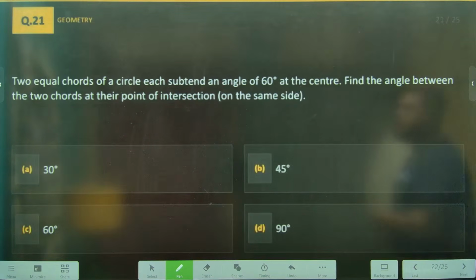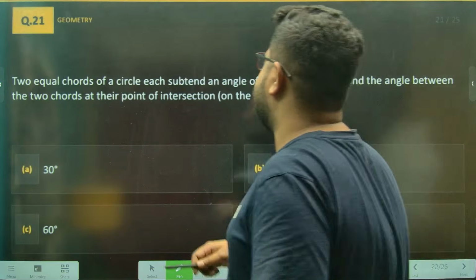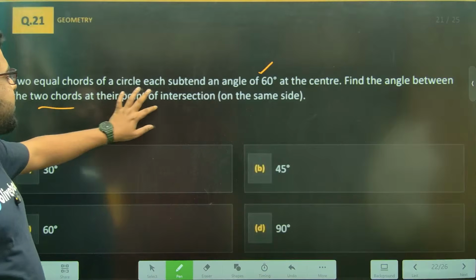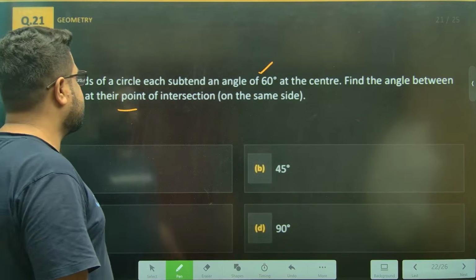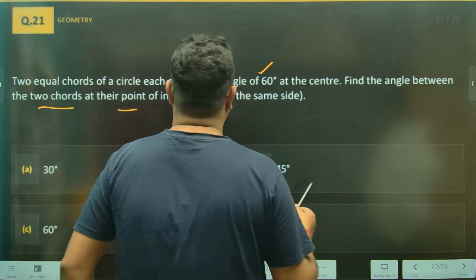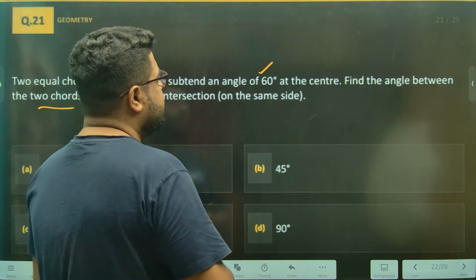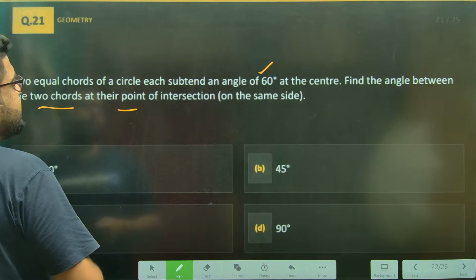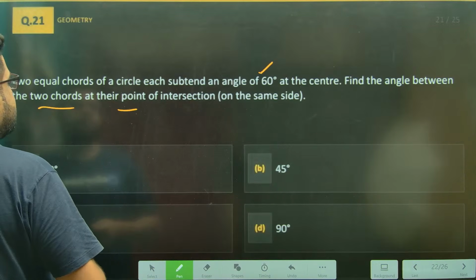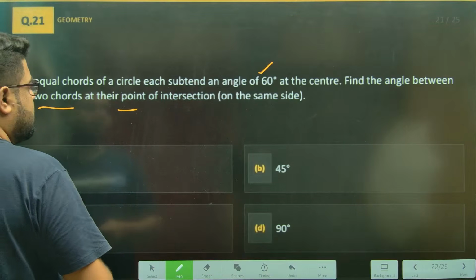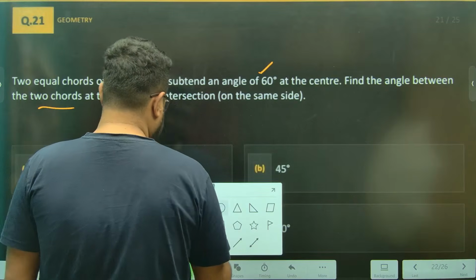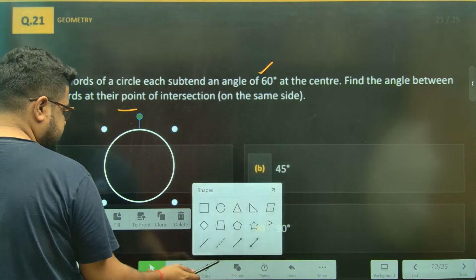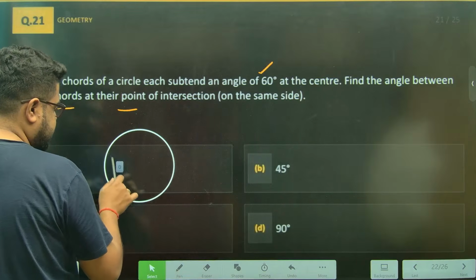Simple. Two equal chords of a circle each subtend an angle of this much at the center. Find the angle between the two chords at their point of intersection. Okay, sir. They have to be intersecting, sir, otherwise this question makes no sense.